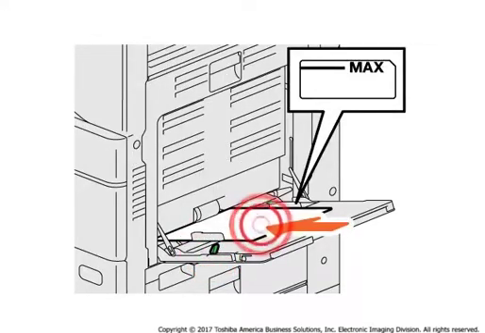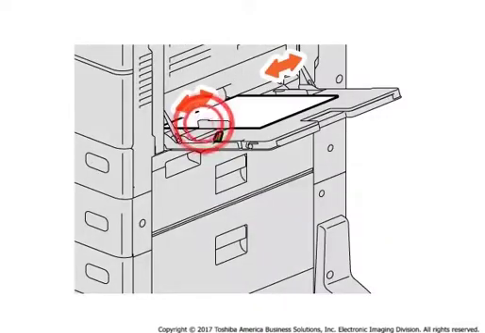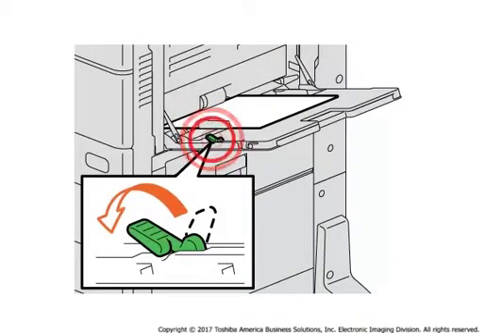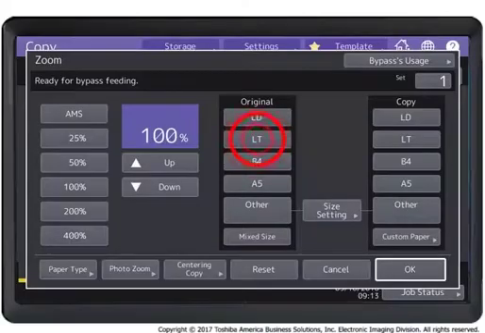Place the copy media in the bypass tray, copy side down. Align the side guides to the paper length while holding the tab. Move the paper holding lever toward the equipment. When paper is placed in the bypass tray, the touch panel displays the menu for bypass copying.